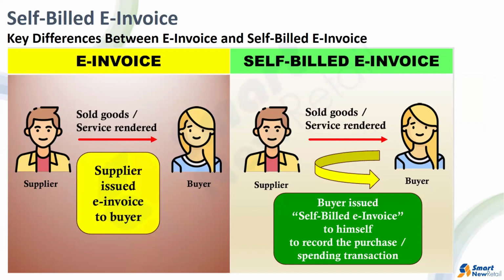But for self-bill invoice, why do we call it self-bill? Self-bill is for those that still haven't fallen under the invoice batch, like batch 3, or those roadside sellers, like those aunties that don't have this information, so they won't issue the invoice to you. So you have to do a self-bill invoice, okay, to record the purchase and also the spending transaction.